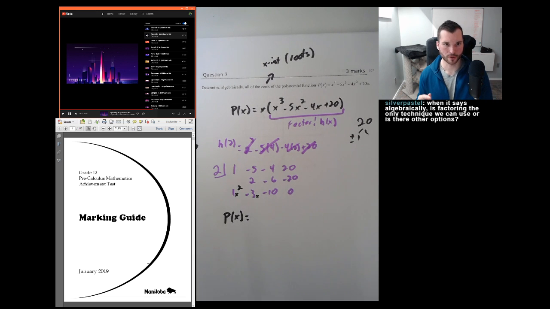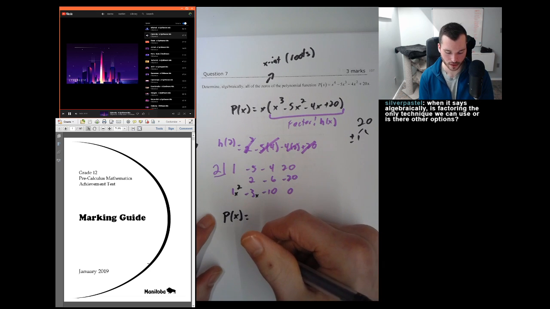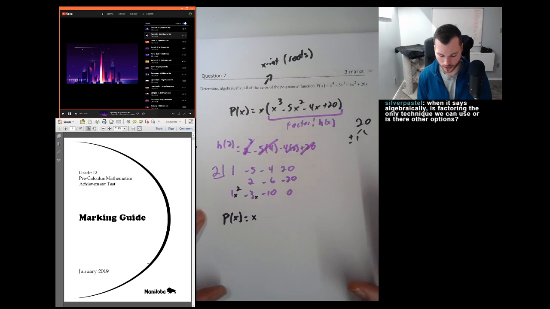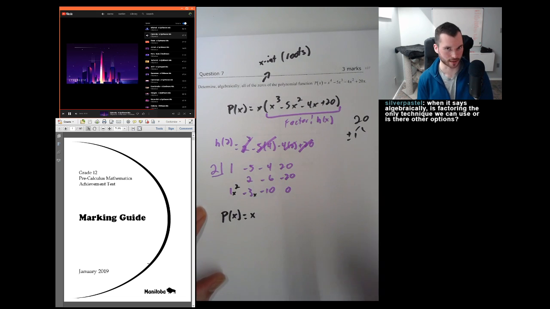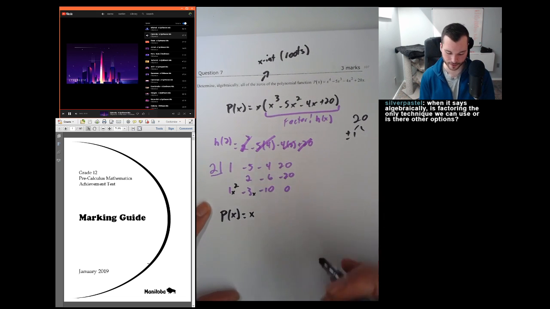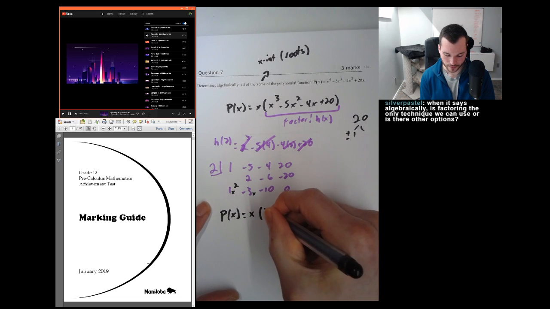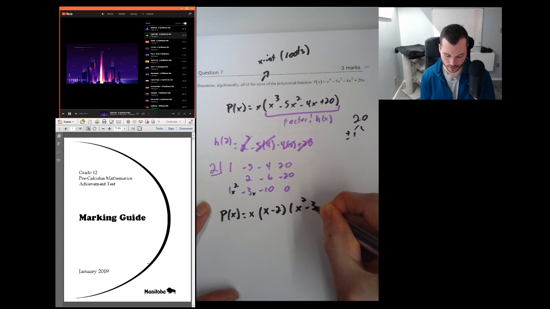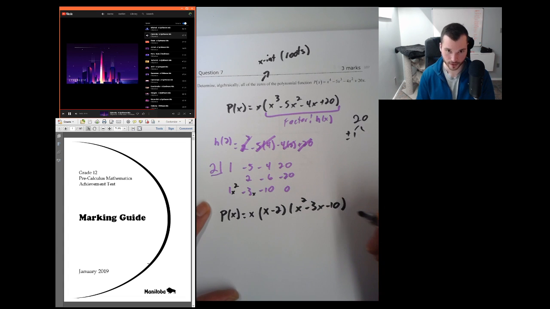you can use pretty much any other technique that you want to determine algebraically. You do not have to use synthetic division. You can use polynomial long division. You can use weird oddball factoring if you know of other methods. That's okay too. It's the process. You just have to use a process to factor. That's all. x minus 2, x squared minus 3x minus 10.